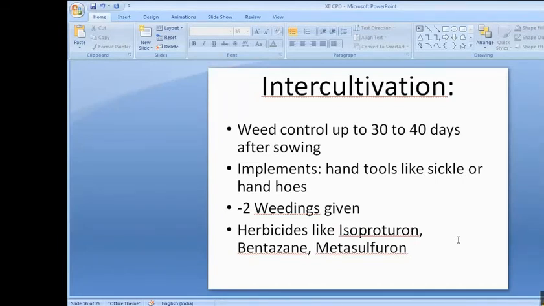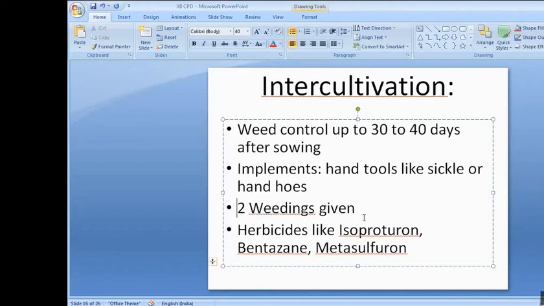So removing of weeds can be done by using hand tools like sickles or hand hoes. There are different hoes also available. Generally two weedings are given, at 15 days interval or 20 days interval. If laborers are not available, we can use herbicides, also called weedicides. Any one weedicide can be used, like isoproturon, pendimethalin, metsulfuron.